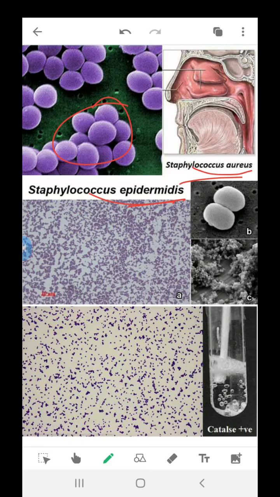What are the products we get from Staphylococcus aureus? Enzymes produced by Staphylococci are catalase, which converts H2O2 to H2O and O2 separately. Coagulase converts fibrinogen to fibrin and is the primary test used to distinguish Staphylococcus aureus from other staphylococcal species.